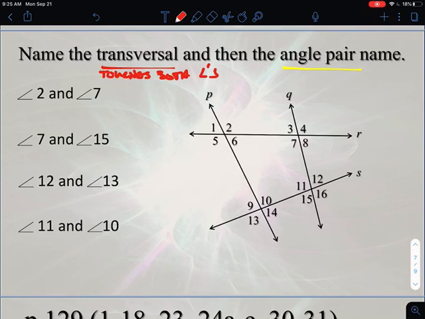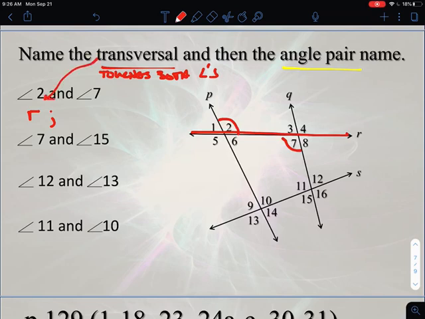So if I'm looking at angle 2 and angle 7, if I mark those angles in my picture here, I'm looking for the line that hits both of those angles. If I look at P, it comes down here and touches angle 2 but doesn't come close to angle 7. Or I might look at line Q, it touches angle 7 but doesn't even come close to angle 2. So I needed the line that hits both. In this case, the only one that does that is line R. So line R is my transversal.